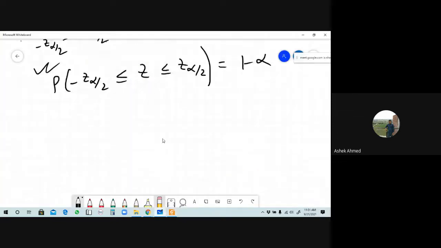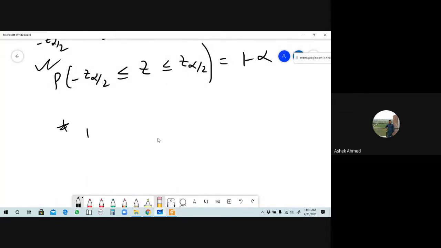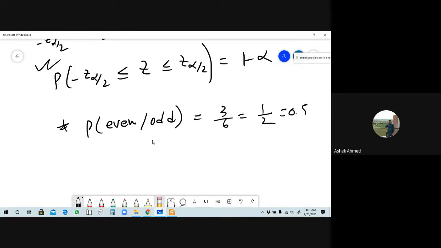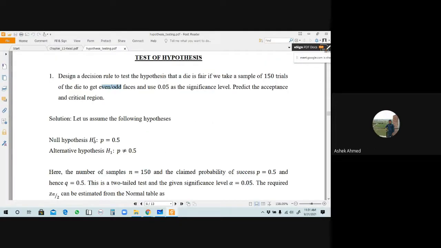So from here we can say that the probability of even or odd will be what? 3/6 means half, is it right? Half means 0.5. Respond, do you understand? Yes sir. So here the null hypothesis will be P equals 0.5. Since P equals 0.5, the alternate hypothesis will be what? P not equal to 0.5, is it right? Yes sir.